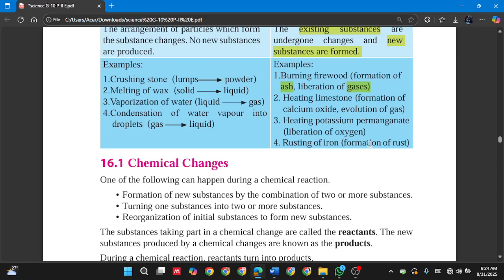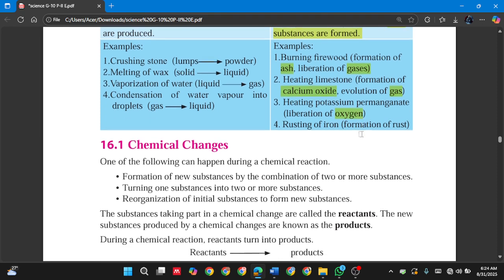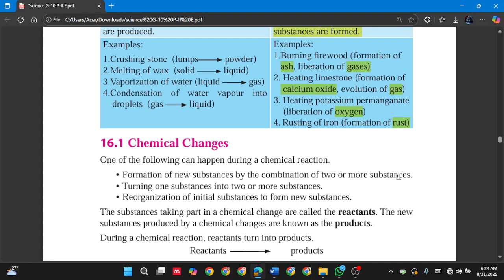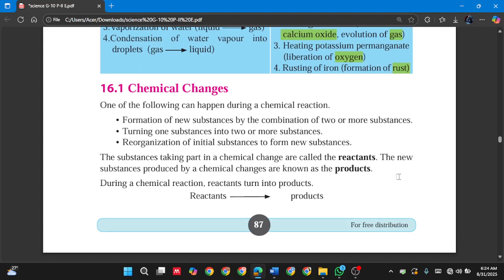Heating potassium permanganate, so liberation of oxygen happens. Rusting of iron, formation of rust. We can remove it, but we cannot make that rust into iron again. Okay.